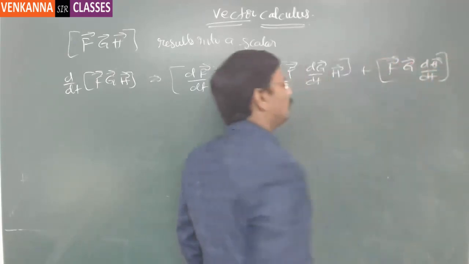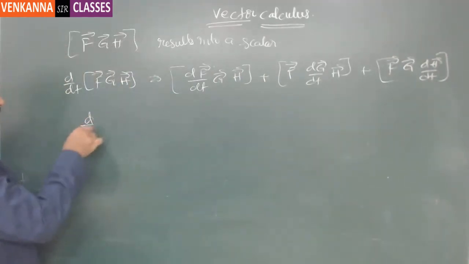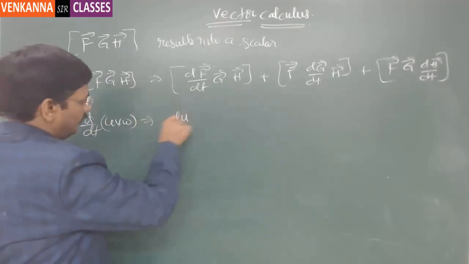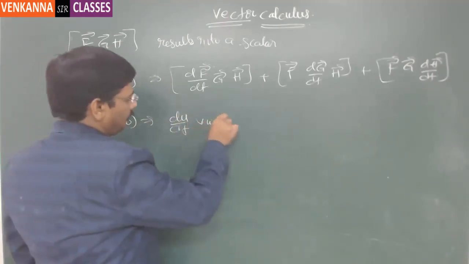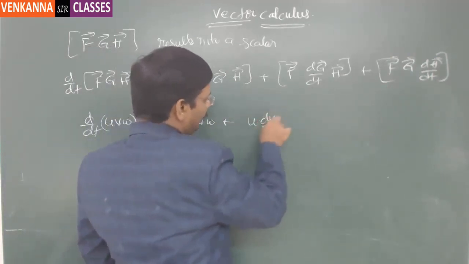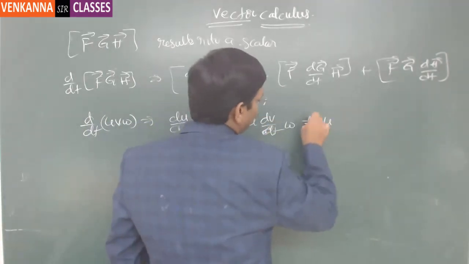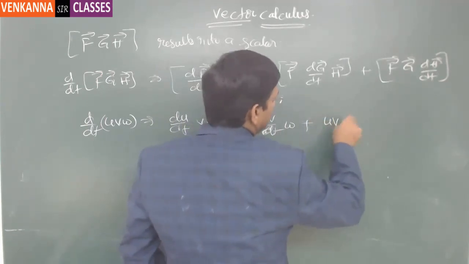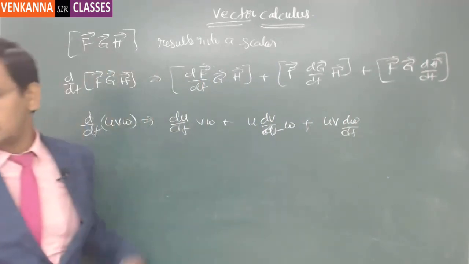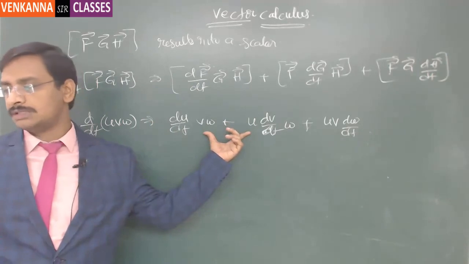So this is how you have to apply the principle of UVW, wherein d by dt of UVW is equal to du by dt into VW, plus U into dv by dt into W, plus UV into dw by dt. So this is the product rule in the case of three different functions involved, for the product principle of calculus differentiation.